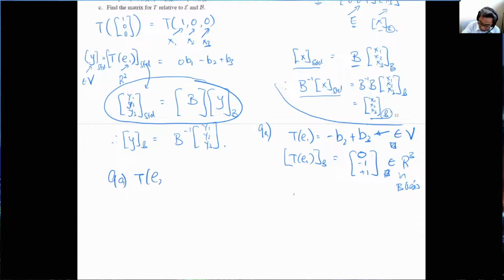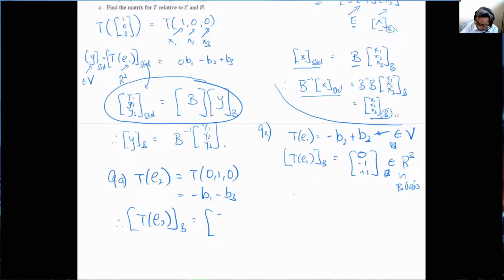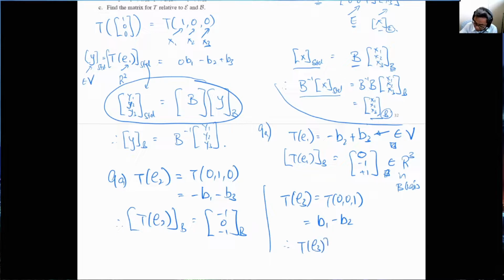What about T(E2)? It is the transformation of (0, 1, 0), and we work it out, it's minus b1 minus b3. Therefore, again, T(E2) in the B basis is simply this element over here: (minus 1, 0, minus 1) in the B basis. And the last one, T(E3), will have T of (0, 0, 1), and the answer is b1 minus b2. Therefore, T(E3) in the B basis is simply (1, minus 1, 0).